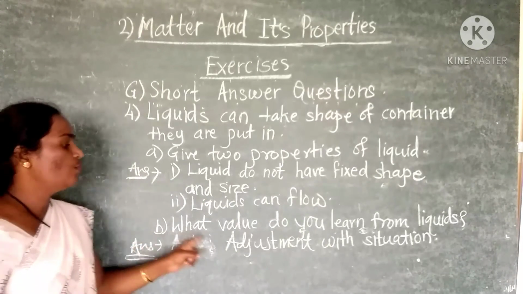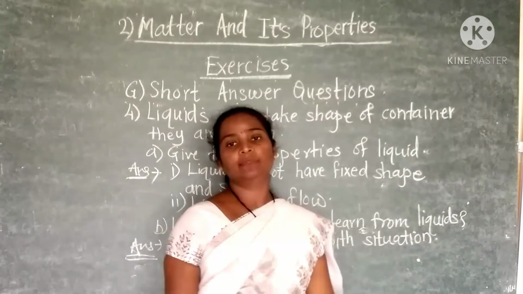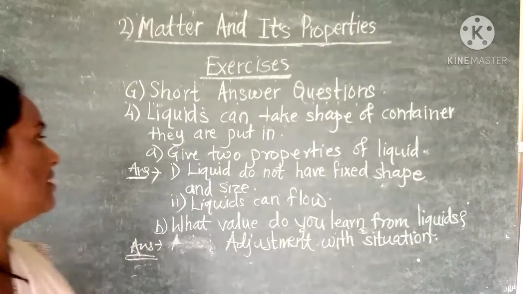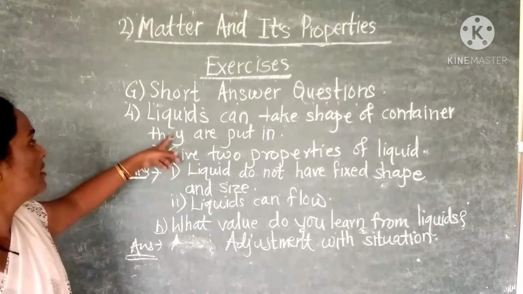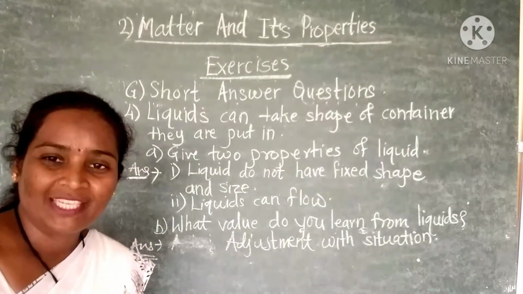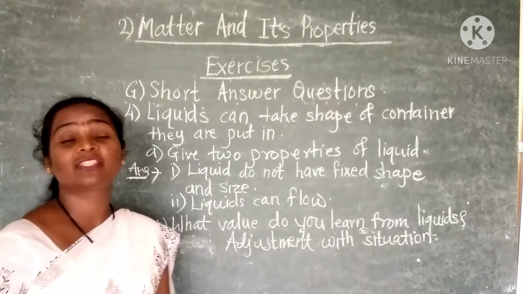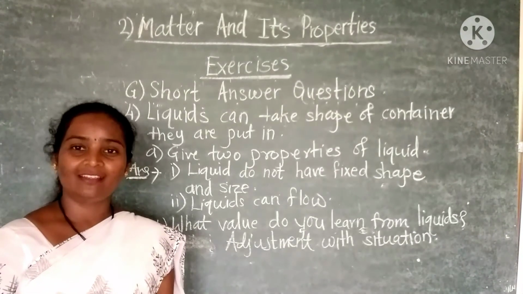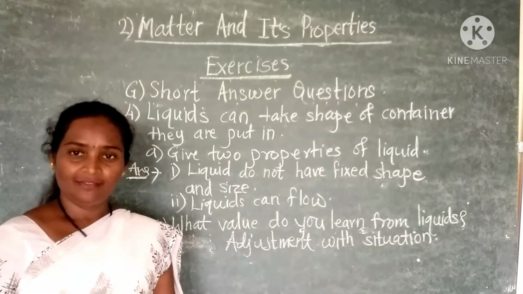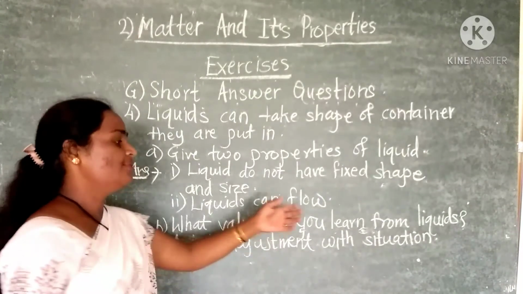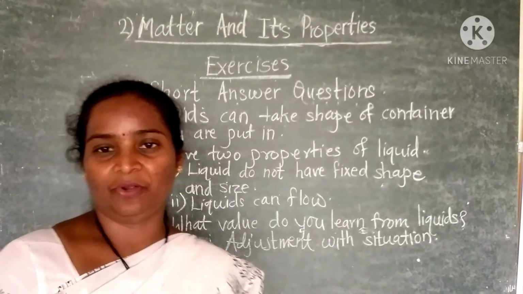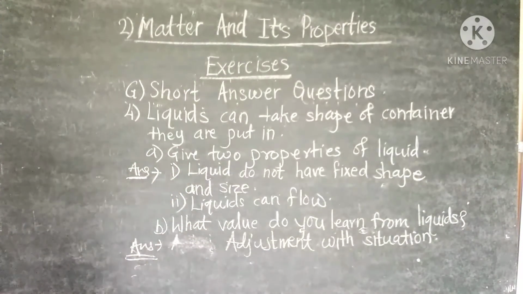B question, what value do you learn from the liquid? This is value based question. See here you are having a sentence. Liquids can take shape of the container they are put in. Means liquid shows the adjustment. They are going in that container, they are taking the shape. In this way, adjustment with the situation, this value we can learn from the liquid.